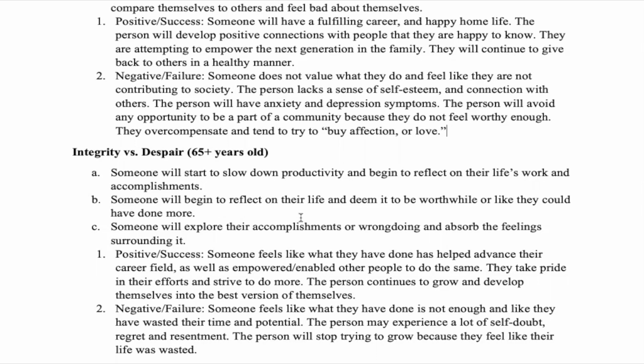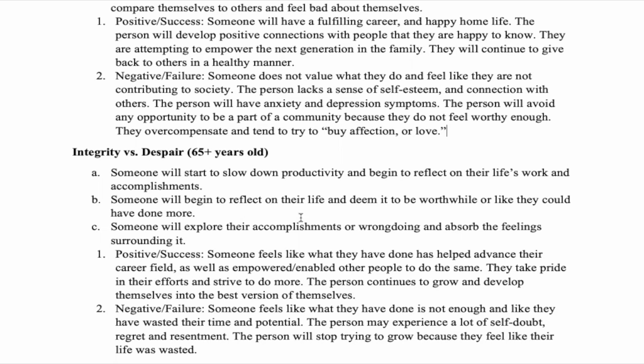A negative or failure within this realm would be someone feels like what they have done is not enough and like they have wasted their time and potential. The person may experience a lot of self-doubt, regret, and resentment. So the person will stop trying to grow because they feel like their life was wasted and that there's zero potential within their life to make a change.